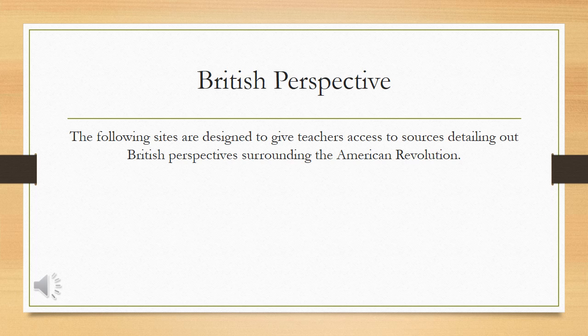Oftentimes, in an American history class, we focus on the American perspective, almost at the expense of everyone else. It is important that we understand and that we help our students to understand that the Americans were not the only people involved with the American Revolution, that the British were also involved, and that they have a different perspective to the events that occurred.